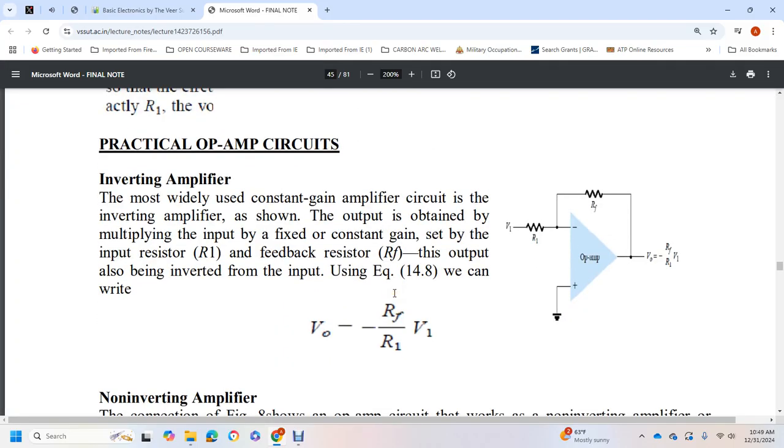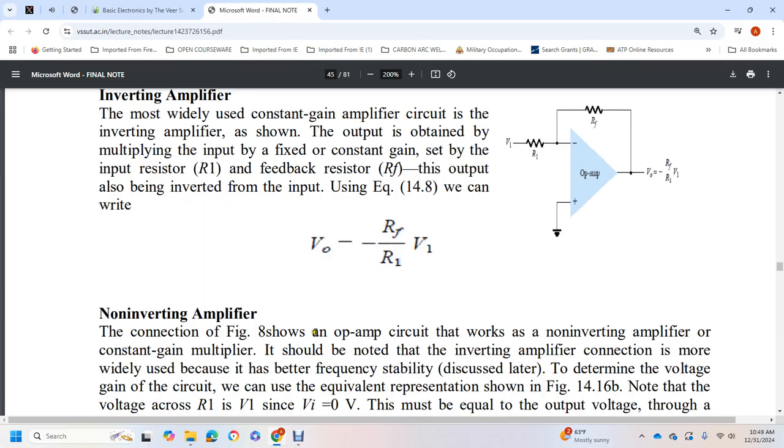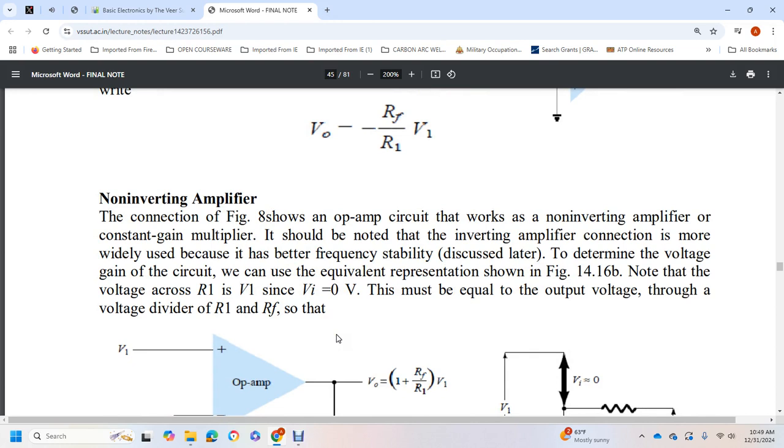Practical operational circuits. Inverting amplifier. The most widely used constant gain amplifier circuit. In the inverting amplifier shown, the output is attained by multiplying the input by a fixed constant gain set by the input resistor and feedback resistor. This output is also inverted from the input. We can rewrite it as a non-inverting amplifier connection. Figure 8 shows the op amp circuit which works as a non-inverting amplifier constant gain multiplier. It should be noted that the inverting amplifier connection is more widely used because of better frequency stability, discussed later.